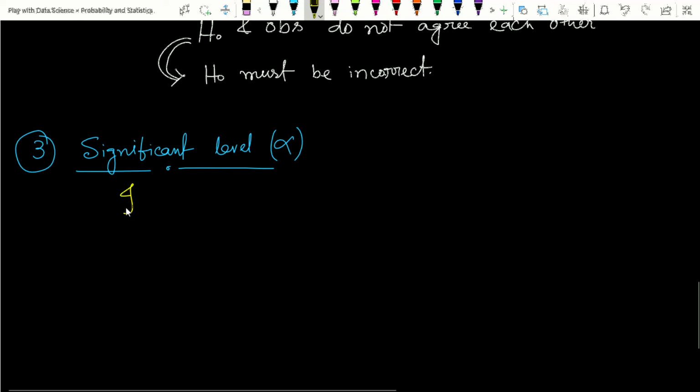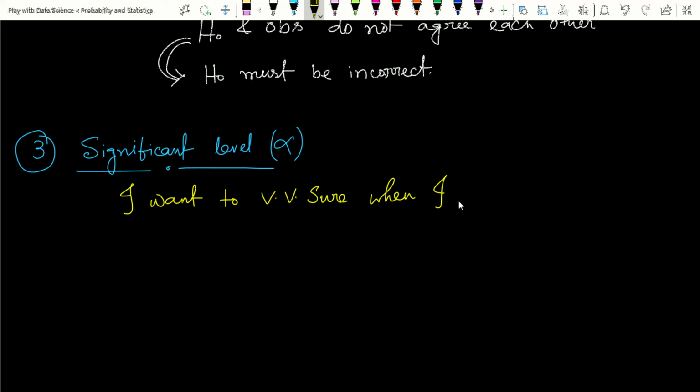I want to be very sure when I reject a null hypothesis, when we reject our assumptions. We must be very sure.